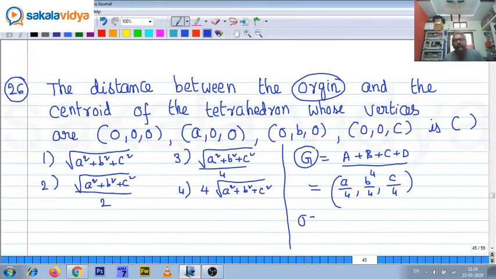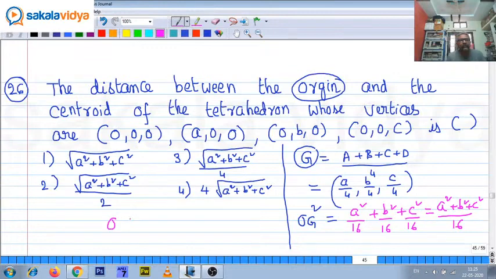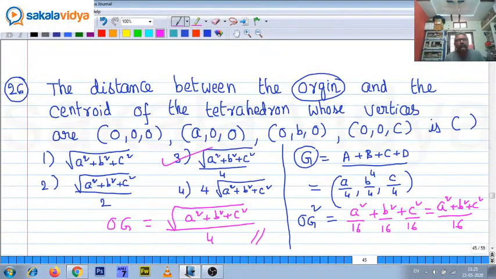Now we need to find OG. First OG square: that will be a square by 16 plus b square by 16 plus c square by 16, that is a square plus b square plus c square by 16. Now OG is square root of a square plus b square plus c square upon root of 16, which is 4. That's why the third option is the right option.